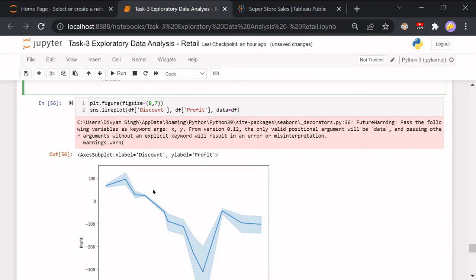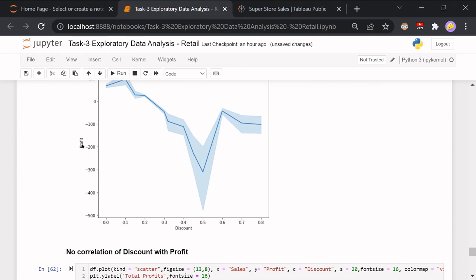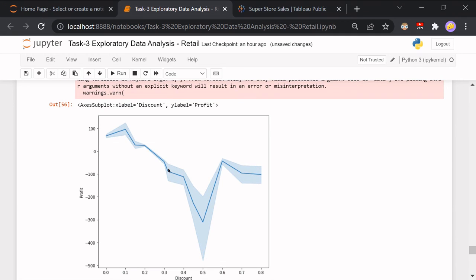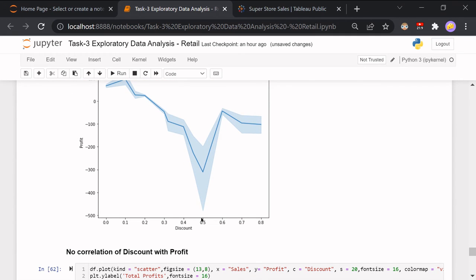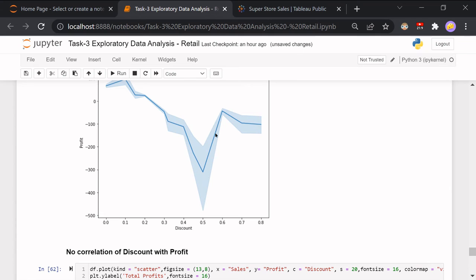At the end, here is a plot. It is nothing but a line plot, which is telling us that there is no correlation between profit and discount. As you can see, there is no positive and no negative correlation, but you can observe that when the discount is increasing at a certain rate, the profit is decreasing. But we cannot clearly say that they are inversely proportional to each other.